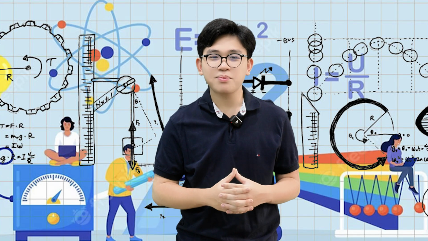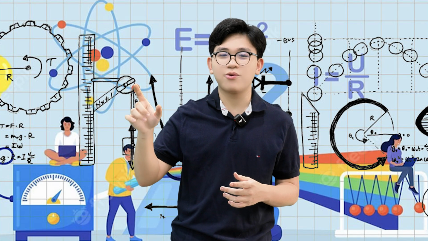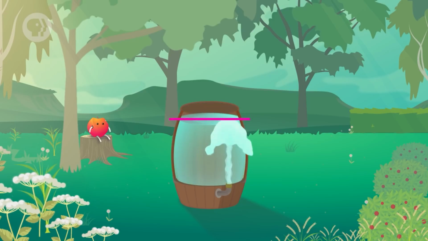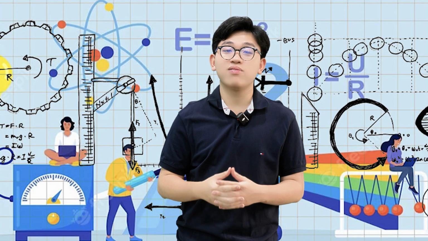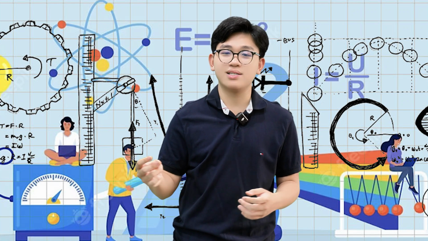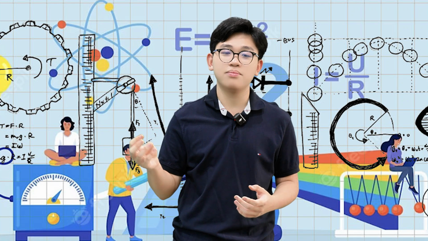Want to try something fun? If you point the spout of your rain barrel straight up, the water will shoot up exactly to the height of the water in the barrel before falling back down. So today, you learned all about fluids in motion, the continuity equation, Bernoulli's principle, and Torricelli's theorem.